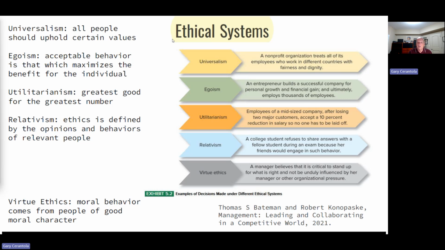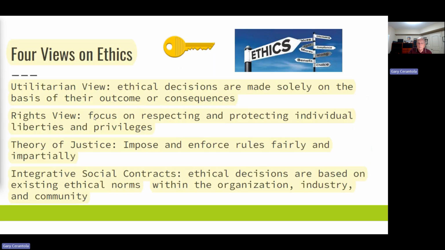So again, universalism, all people should uphold certain values. Egoism, acceptable behavior is which maximizes the benefit of individuals. Utilitarianism, greatest good for the greatest number. Relativism, ethics is defined by the opinions and behaviors of relevant people. And then virtue ethics, moral behavior comes from people of good moral character. Bateman and Konopaske kind of really outlined this, but it's another piece of understanding part of national cultures as well.